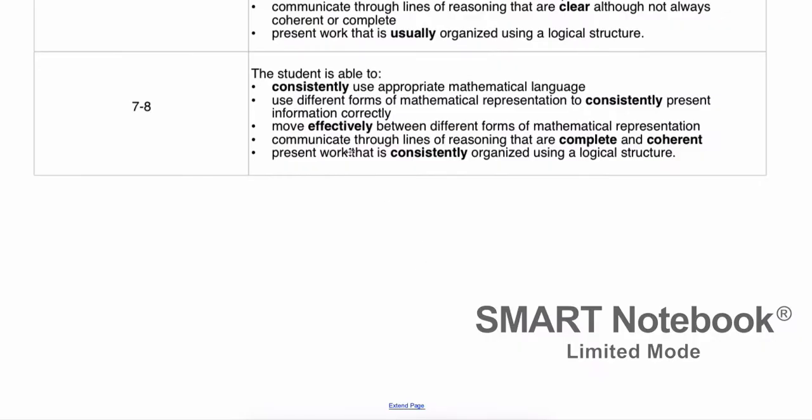The next strand is to move effectively between different forms of mathematical representation. So not only you should use different forms, but you also should move effectively between them. As an example, this example is also in the file that you will get on It's Learning today. So you can have a look later on yourself and see the model solution for communication task.